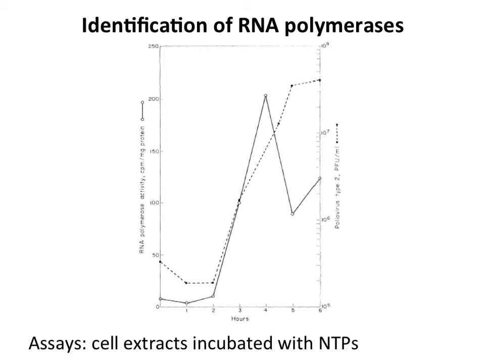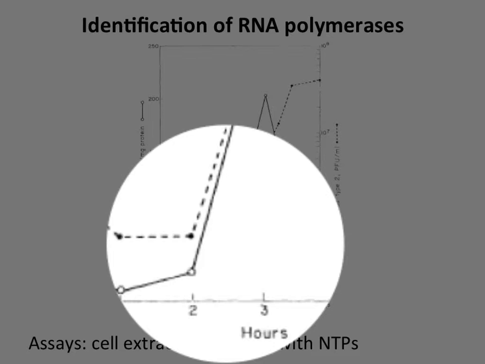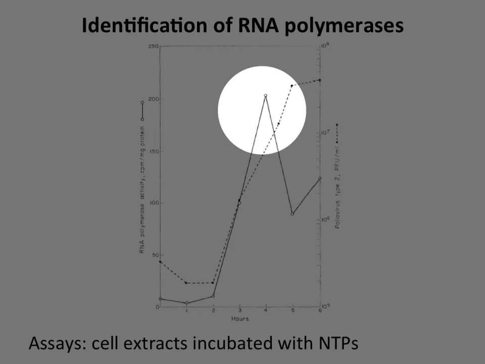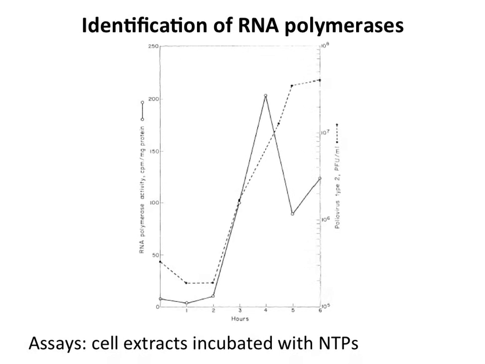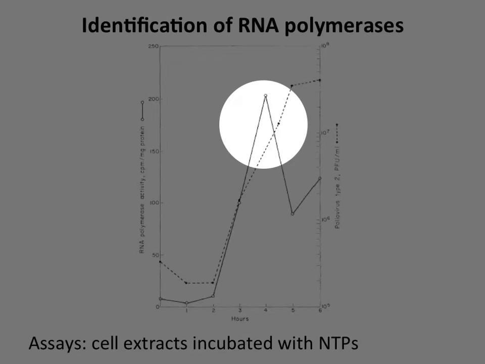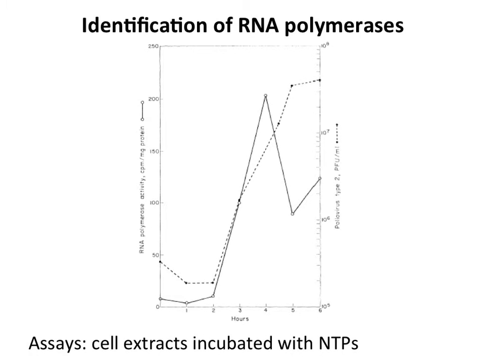And these are the solid lines. You can see that between 2 and 3 hours post-infection, you get a steep rise in the amount of RNA made. It peaks here at about 4 to 5 hours and then goes back down. And these are the PFU made at the same time. You can see the RNA synthesis parallels infectious viral production. So this was the first hint that infected cells made RNA.